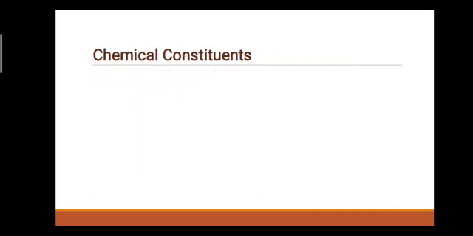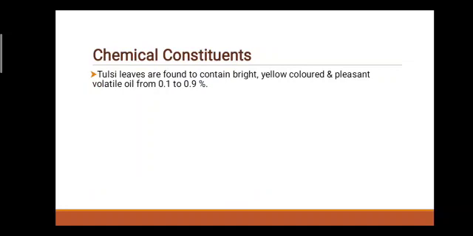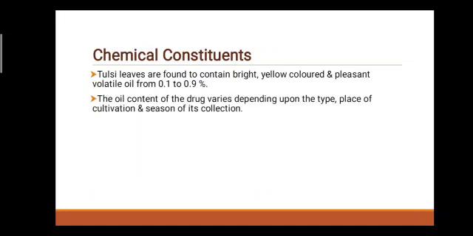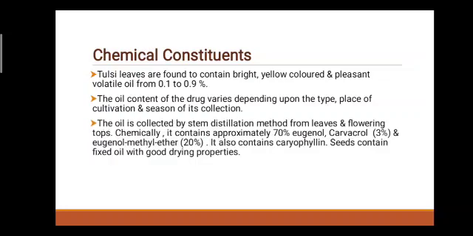Next point, chemical constituents. Tulsi leaves are found to contain bright yellow-colored and pleasant volatile oil from 0.1 to 0.9%. The oil content of the drug varies depending upon the type, place of cultivation and season of its collection. The oil is collected by steam distillation method from leaves and flowering tops. Chemically, it contains approximately 70% eugenol, carvacrol 3% and eugenol methyl ether 20%. It also contains caryophyllene.